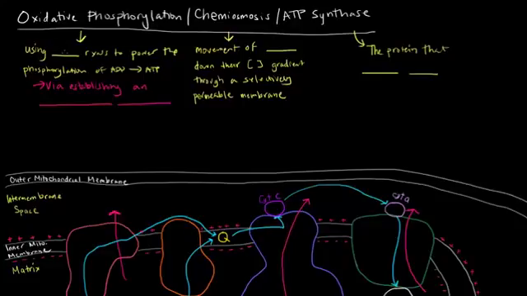In this video, I want to wrap up the electron transport chain by talking about oxidative phosphorylation, chemiosmosis, and ATP synthase, and sort of drawing out the complexes themselves. Now, what is oxidative phosphorylation? Just as a definition, it's basically using redox reactions to power the phosphorylation of ADP into ATP. And how do we actually do that?